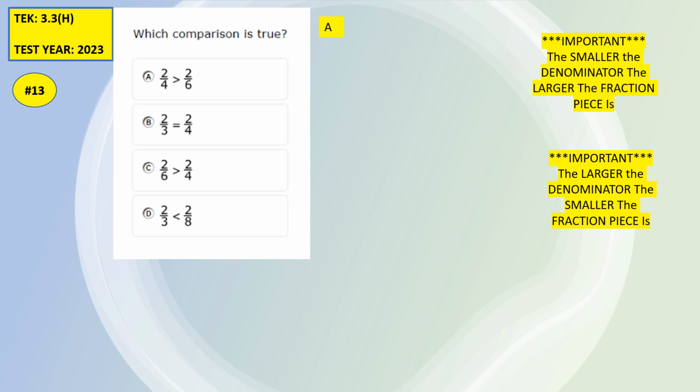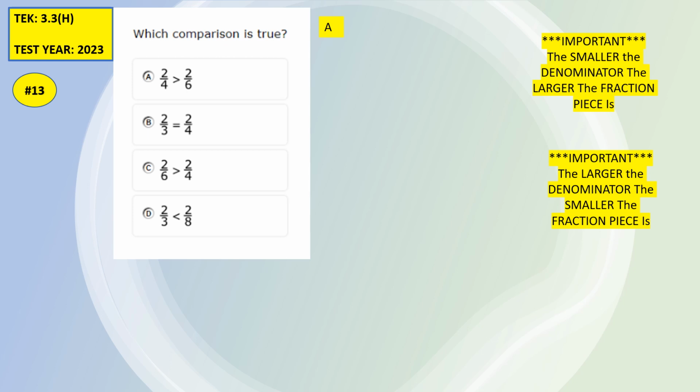So that brings me to my next important thing. The larger the denominator, the smaller the fraction piece is. So it's opposite. We're used to big number, big piece. In fractions, it's opposite. Small number at the bottom, big piece. Big number at the bottom, small piece. Always think of it like pizza. Okay, so let's go back to figuring out the solution.